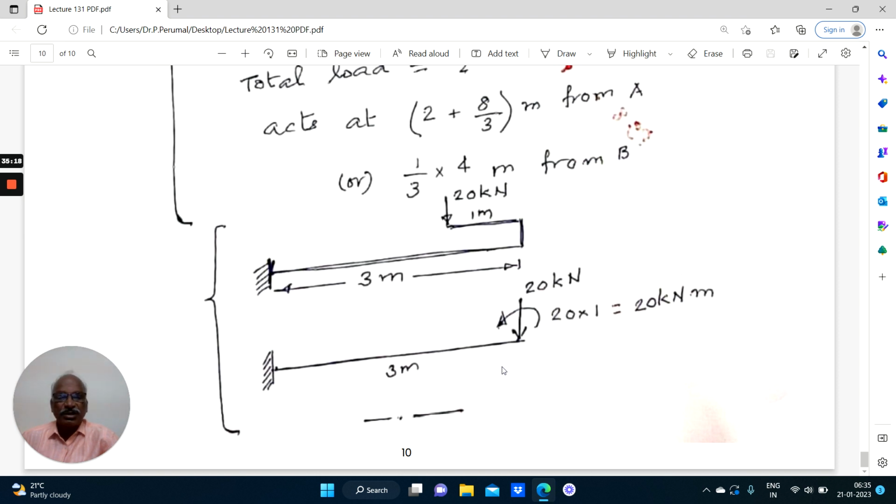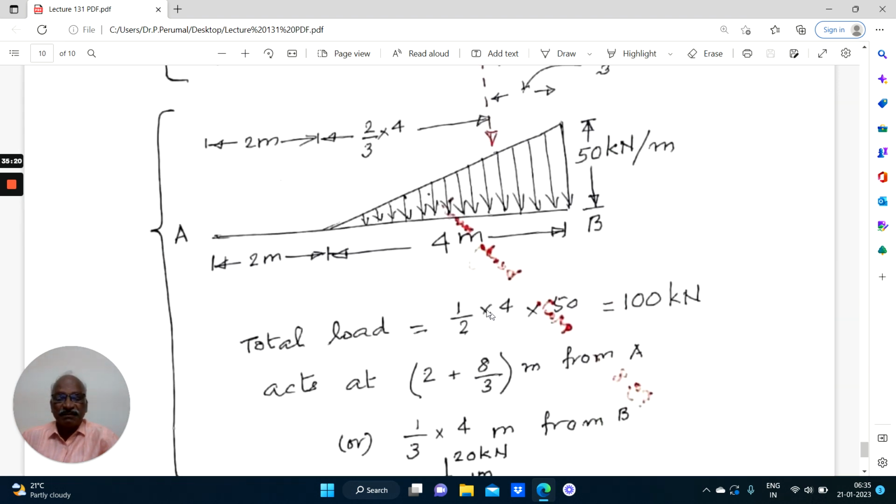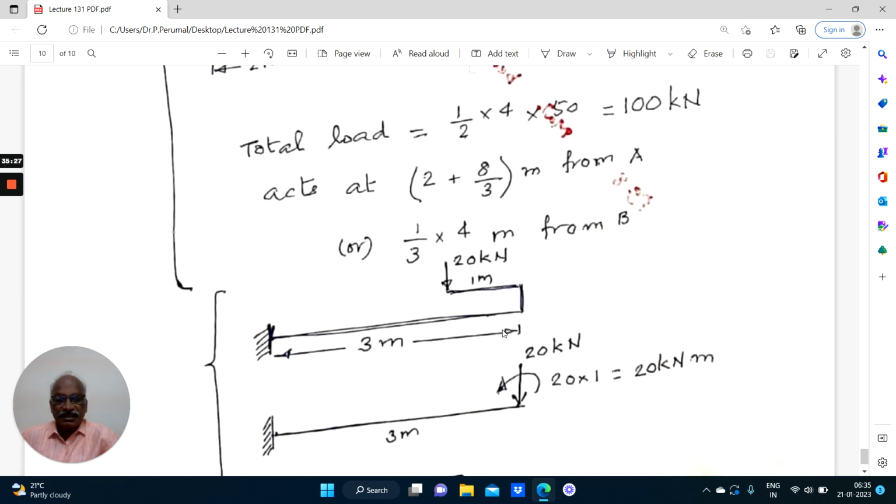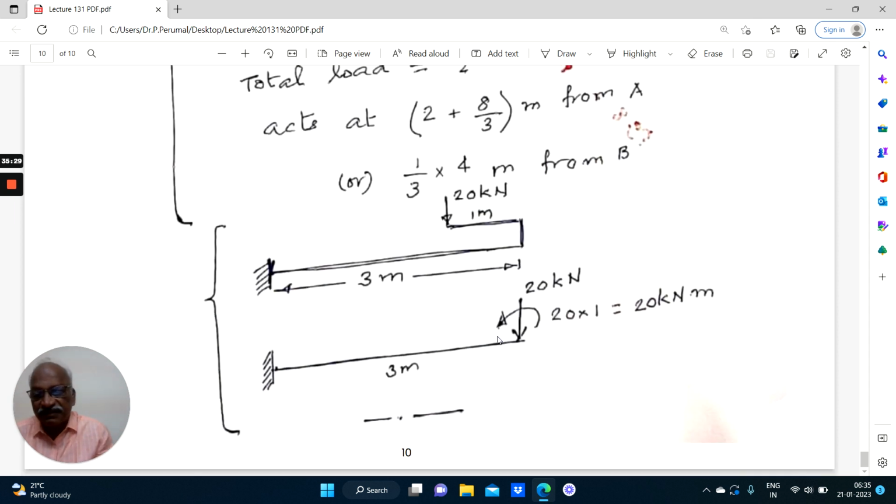Similarly, as I told, if there is a trapezium load, we have to consider it as two triangles or one rectangle and a triangle. Right. I think that will be the basics. With these basics, we'll do a number of examples in the subsequent lectures.